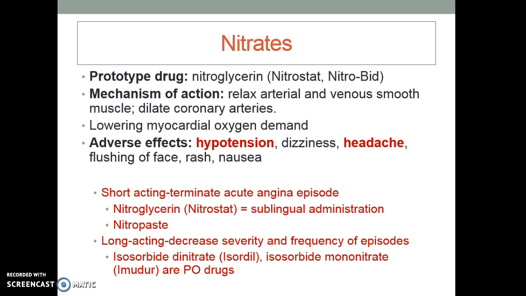There's short-acting nitrates, for example, nitroglycerin or Nitrostat, which is given sublingually. And there's specific rules for dosing with that. Nitropaste is a transdermal form of nitrate that is also shorter acting. And then there's a longer acting, which is more for decreasing the severity and frequency of anginal episodes. So isosorbide dinitrate and isosorbide mononitrate are the PO drugs that can be used for patients that have chronic coronary artery disease and need to have longer-term anginal control.